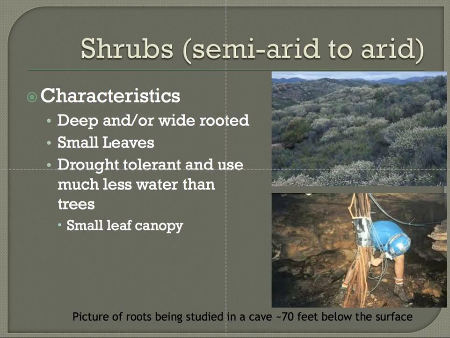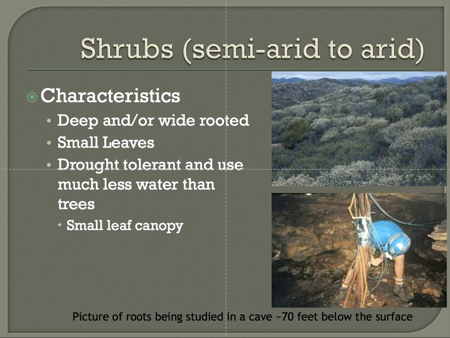Okay, let's talk about shrubs briefly. So shrubs are plant functional groups that we find most commonly in semi-arid and arid environments. Some of the characteristics of shrubs are that they have really deep and/or really wide root systems. Sometimes there are shrubs that don't have very deep roots, but they can go out 10, 20 meters away from the canopy of the plant. So they can be really wide.